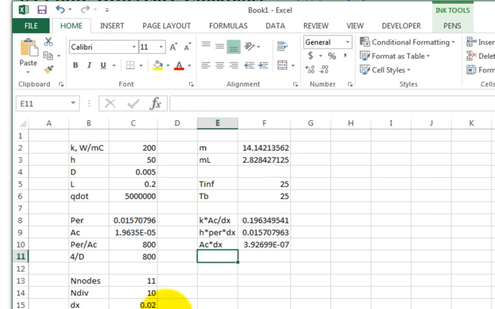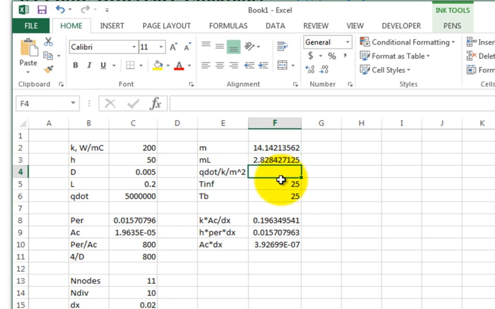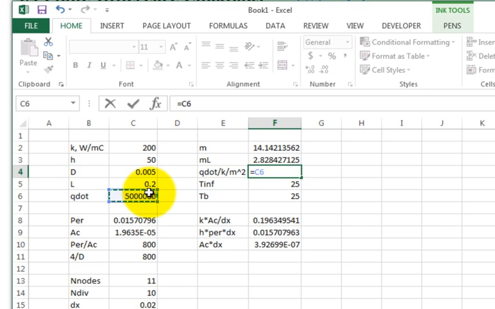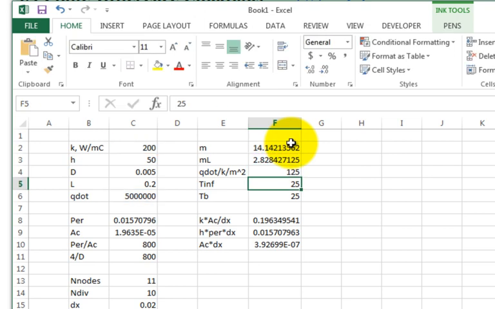And then the last one, I can put it up here. I think I needed it, is q dot divided by k divided by m squared. So that's a little extra. Okay, so what we pick up is Q dot, divided by K, divided by M squared. 125, very good. So what I would do is introduce nodes just to help you.